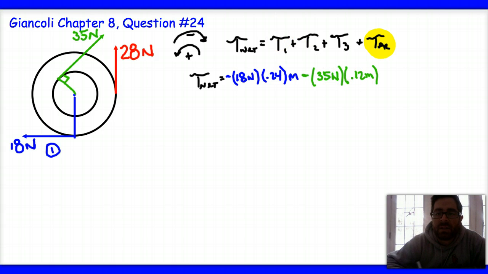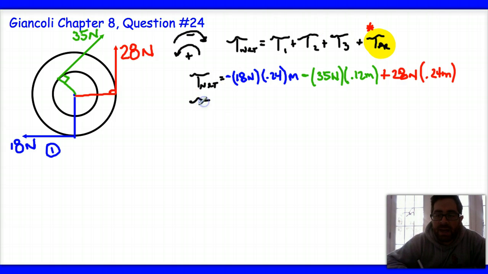And then finally, this last one, this 28 Newton force, is applied at the outer radius, and it's going to be a counterclockwise torque, so therefore it's positive. So it's going to be positive 28 newtons times 0.24 meters. So now the only thing that I've left out is the friction, which is fine. I'm going to add it here in just a second.